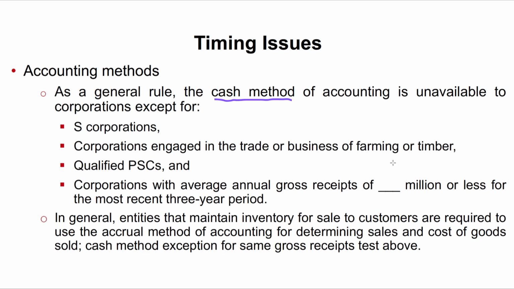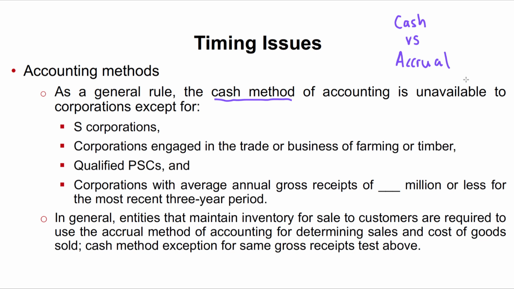The accrual method is the other type, so we have cash versus accrual. Again, with cash, we record revenue when it's received and expenses when paid. With accrual, we record revenue or income when it's earned, when you have an economic right. And then we record expenses when they're incurred.